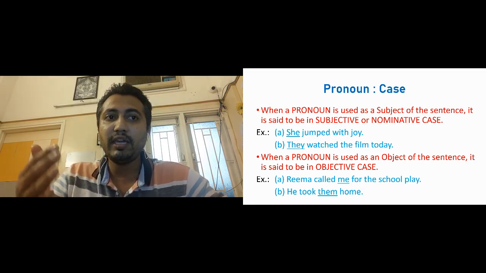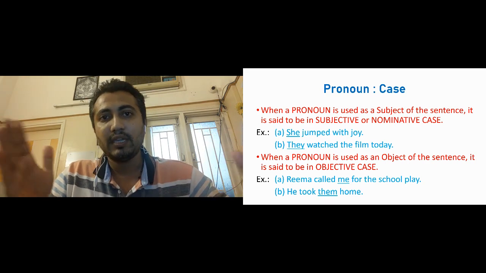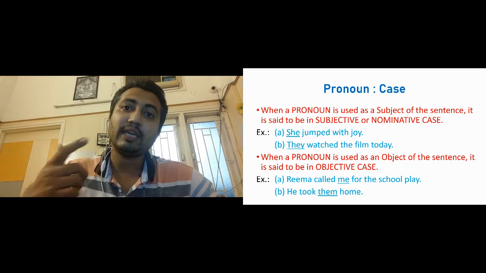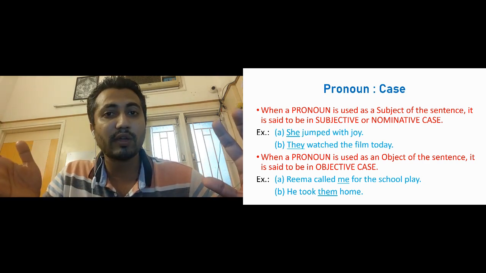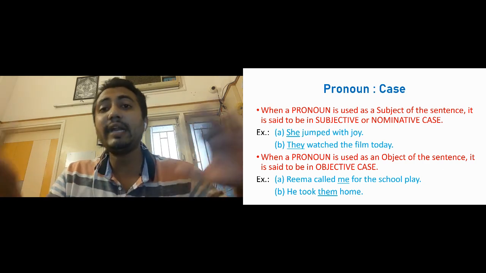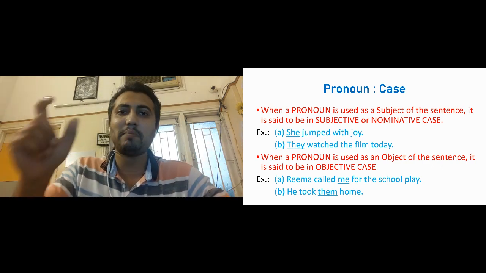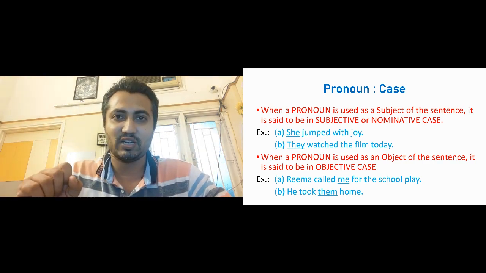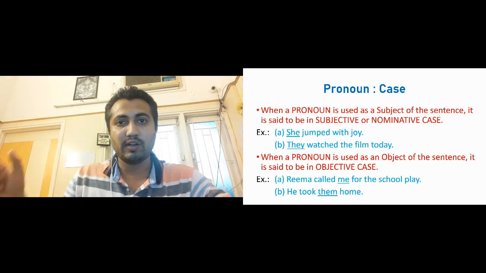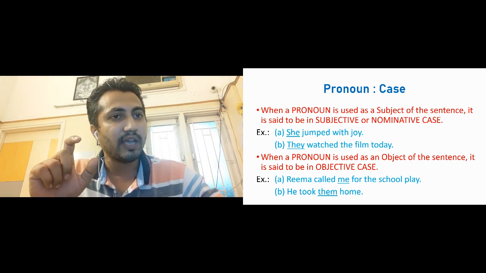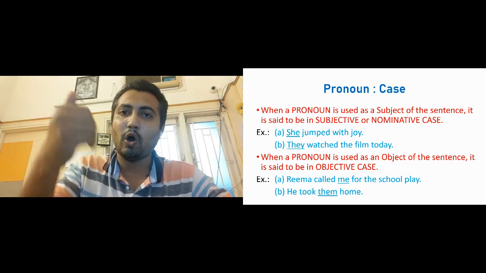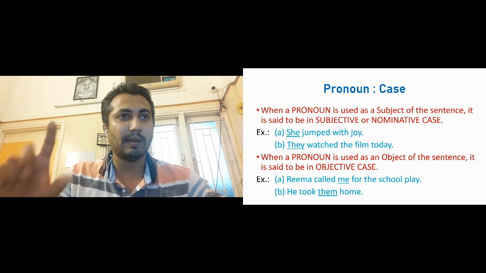Look at the next example. He took them home. Okay, so who is the doer of the action? Who took? He took. Whom are we talking about? He. So he is the subject. But whom did he take? Them. So them is the object of the sentence. He is the doer of the action, so he is the subject, and who is the receiver of the action? Them. So them is the object. Okay, I hope you are clear with subject and object.